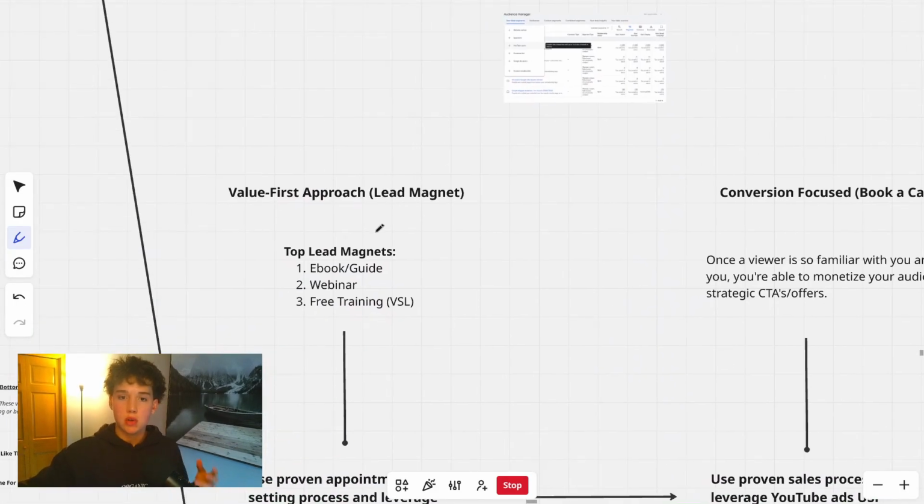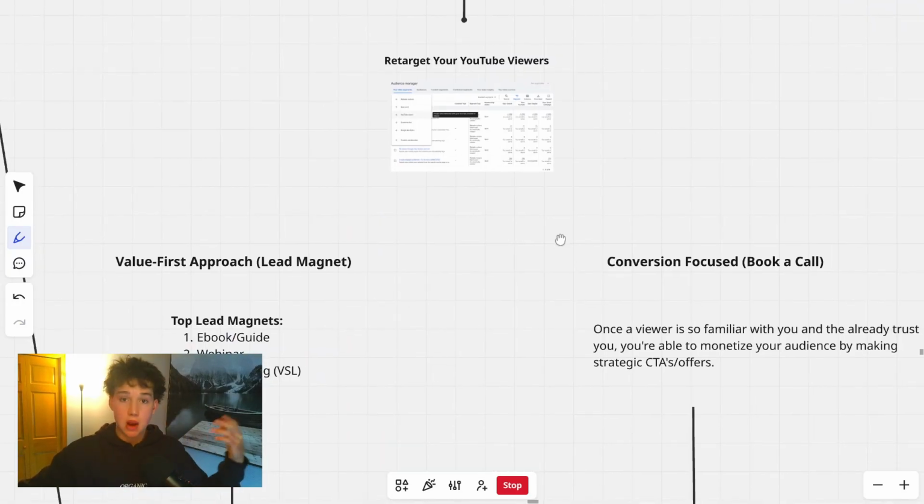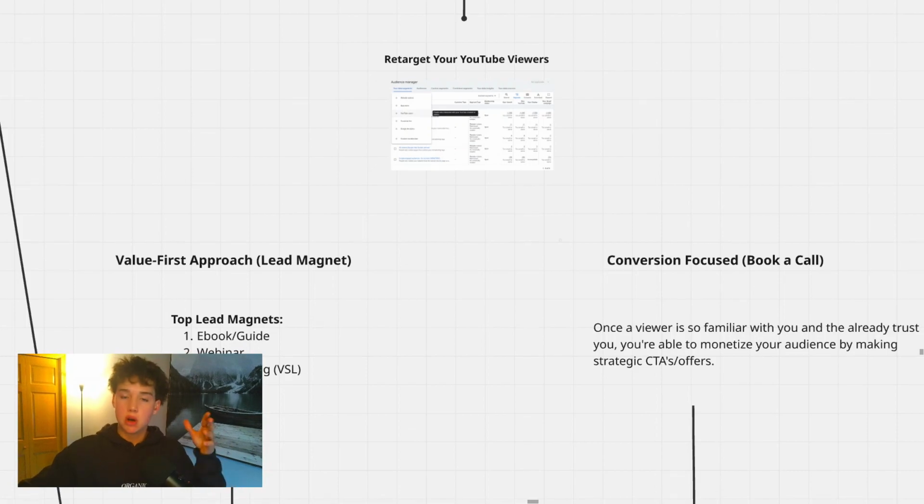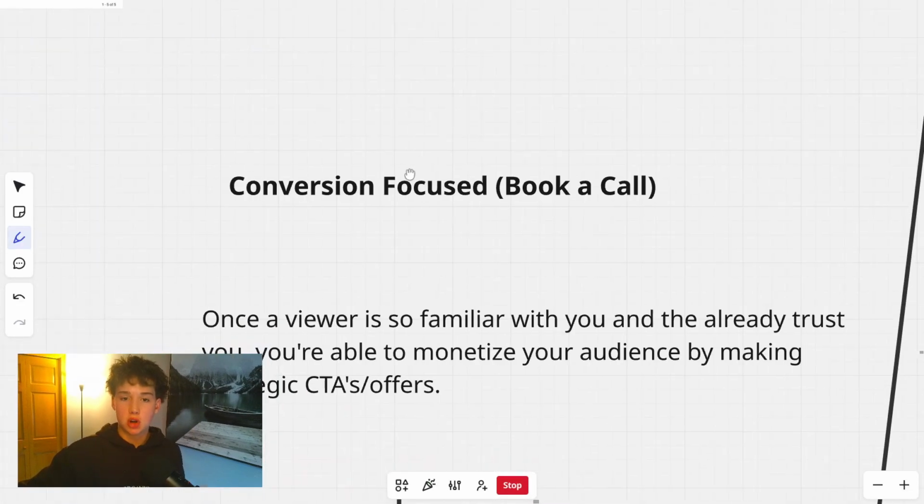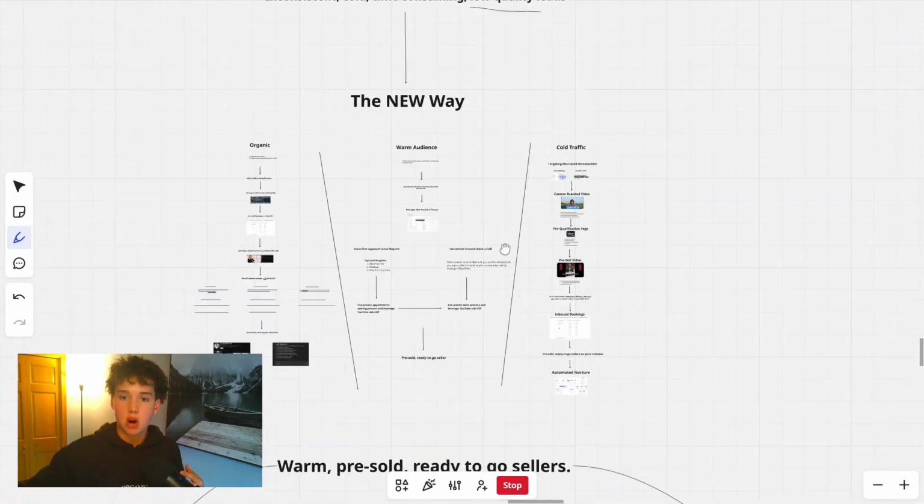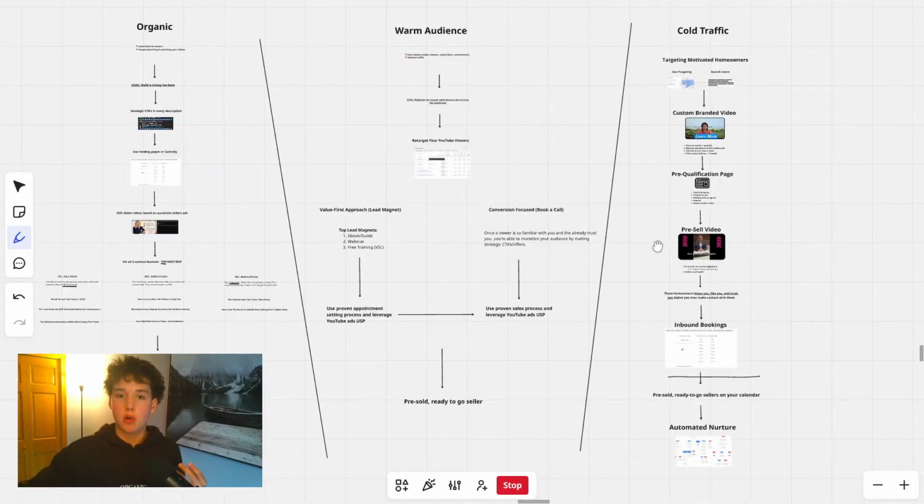Now, what you want to do, there's two different approaches you can take. I know this is kind of a lot, but I just want to go through it so you actually have all the information, because again, I sell implementation, not information. So you can 100% go and take this yourself, which is why I give it to you. You can either do videos focused on conversion, so booking a call, because once a viewer is familiar with you, they go ahead and just book a call. And that's exactly why, as well, with this, we get inbound bookings after they're already familiar with you.